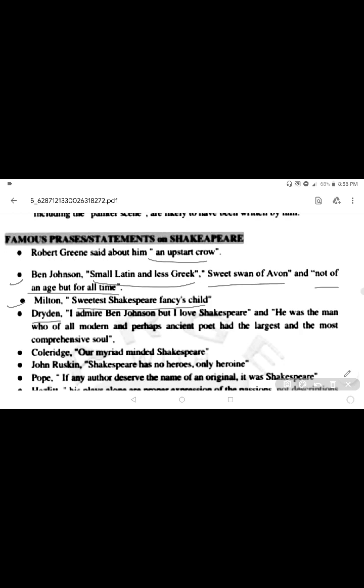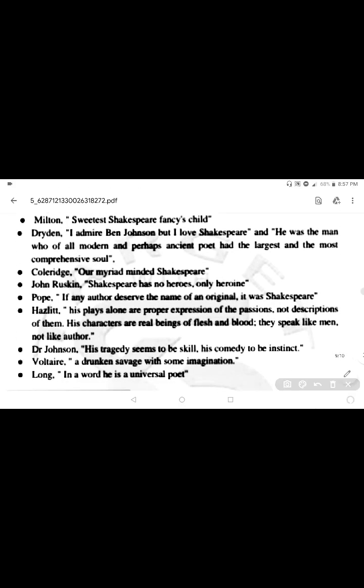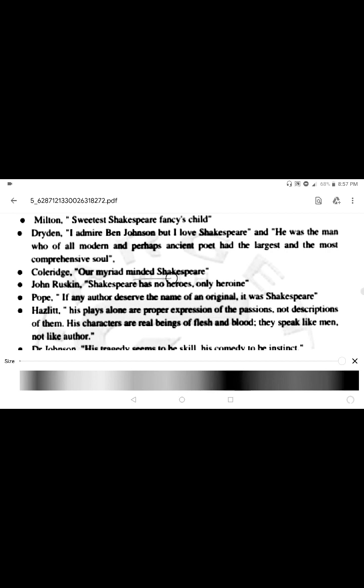Dryden: "I admire Ben Jonson, but I love Shakespeare, and he was the man who, of all modern and perhaps ancient poets, had the greatest and the most comprehensive soul." Coleridge: "our myriad-minded Shakespeare." John Ruskin: "Shakespeare has no heroes, only heroines." Pope: "If any other author deserved the name of an original, it was Shakespeare."